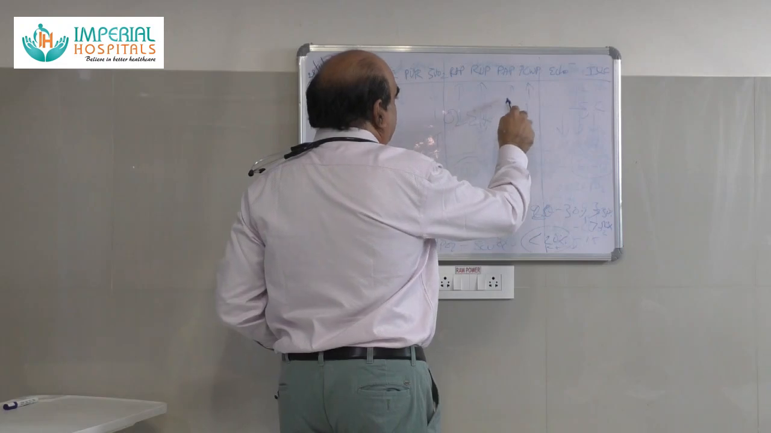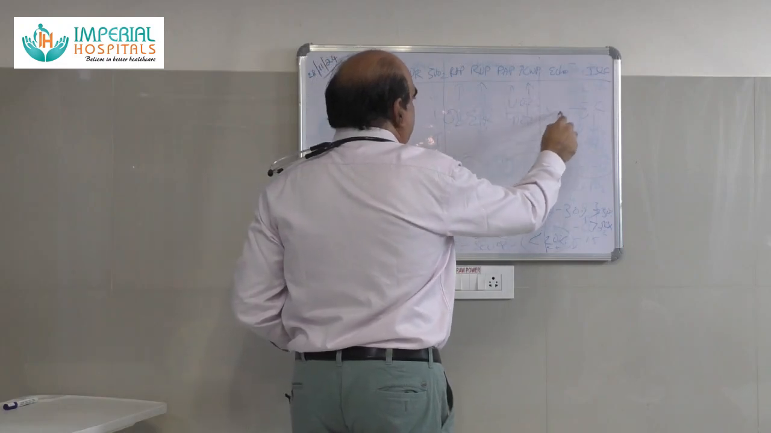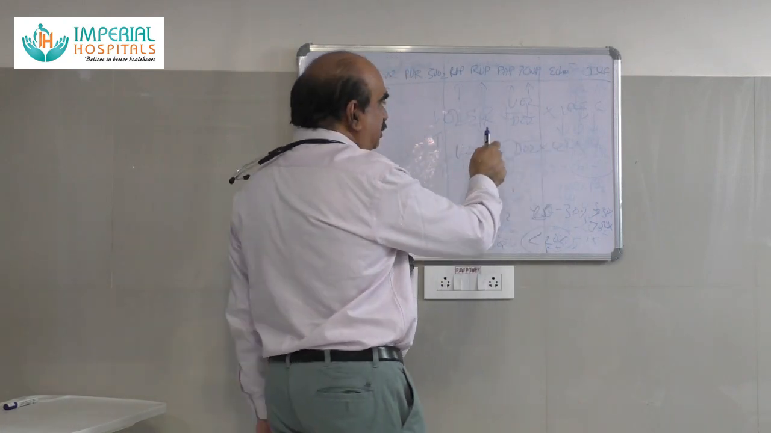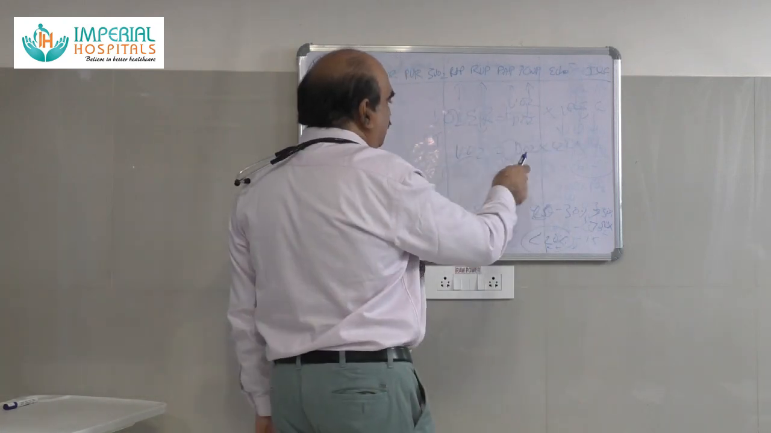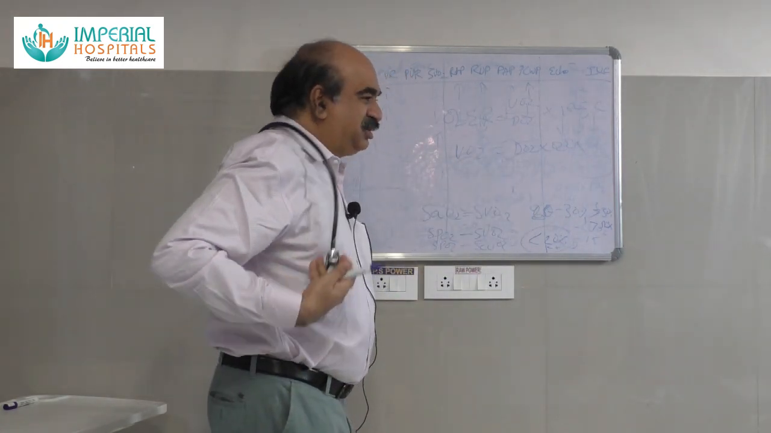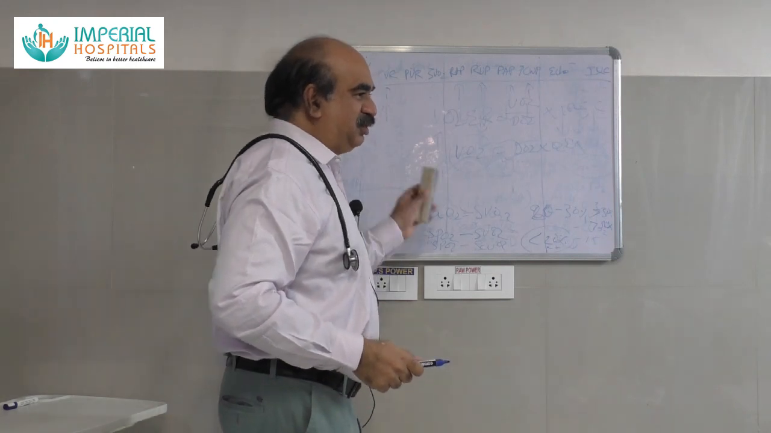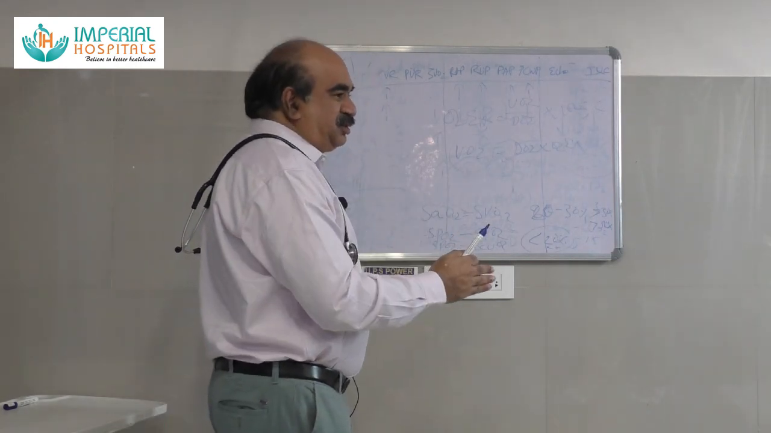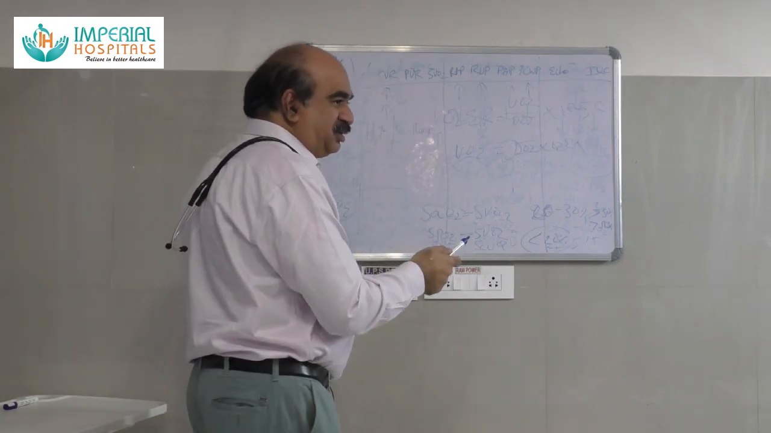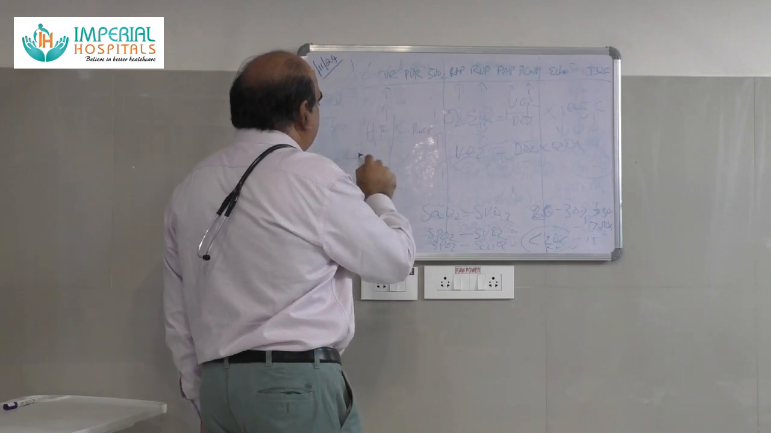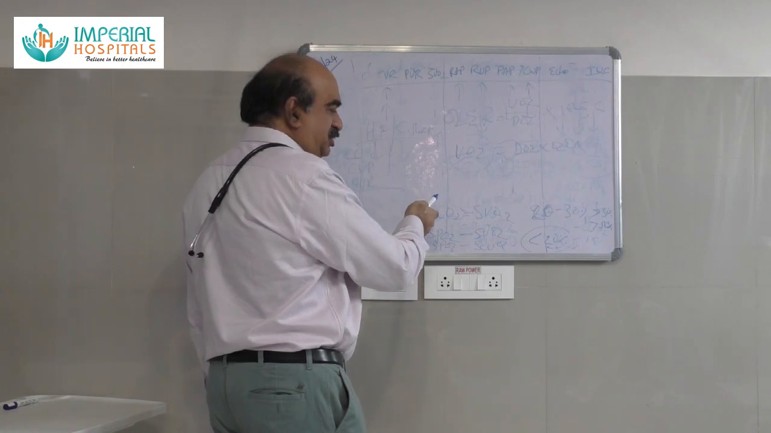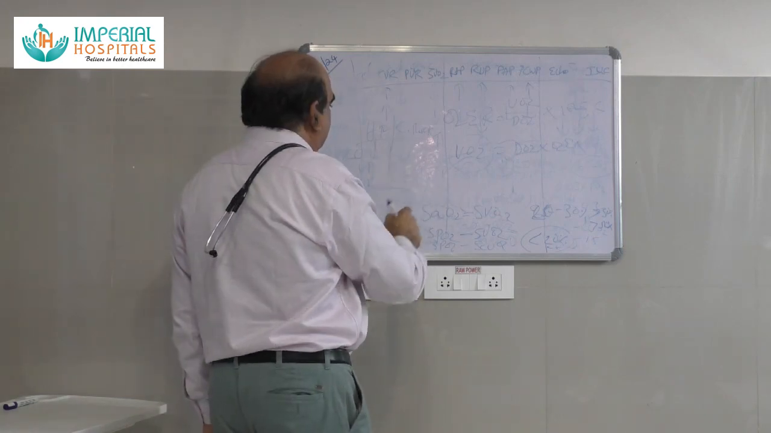O2 ER, the oxygen extraction ratio, is VO2 by DO2 multiplied by 100 as a percentage, which is normally 25%. Then VO2 is equal to O2 ER into DO2, because we are interested in VO2. Uptake of oxygen by the tissues is the most important parameter. We should get VO2, because of the difference between congestive cardiac failure and cardiogenic shock. If you take cardiac output, it is low in both cases. CVP and SVR are equally affected in both situations. But the difference is VO2.